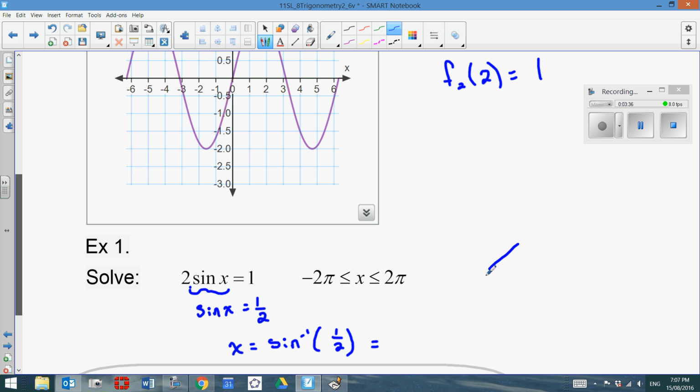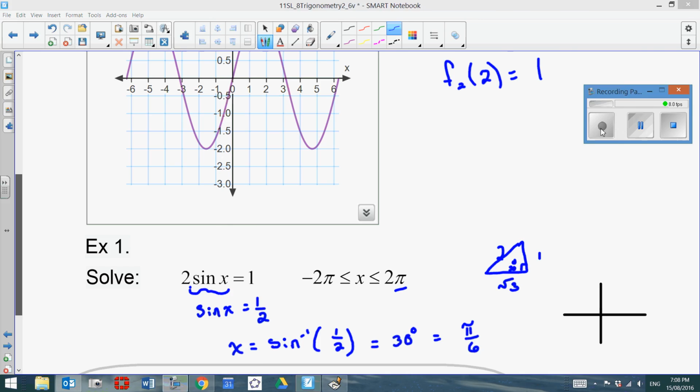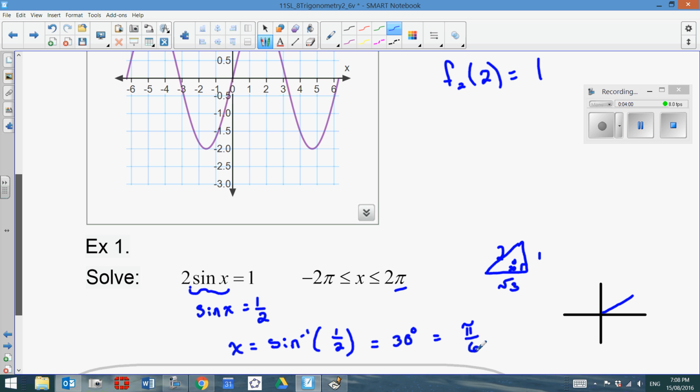If we think about our 30, 60, 90 triangle. All right, so 30 degrees, 1, root 3, and 2. So 30 degrees, or we're talking about radians. So I'm going to leave my answer as pi over 6. Now let's think about this for a moment. Pi over 6 is in the first quadrant, and we're counting by 6. So we have 6 pi over 6s that basically take us to pi.